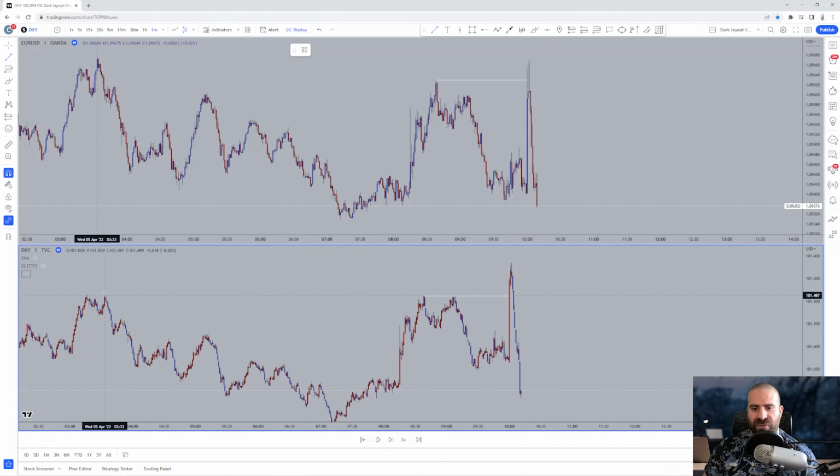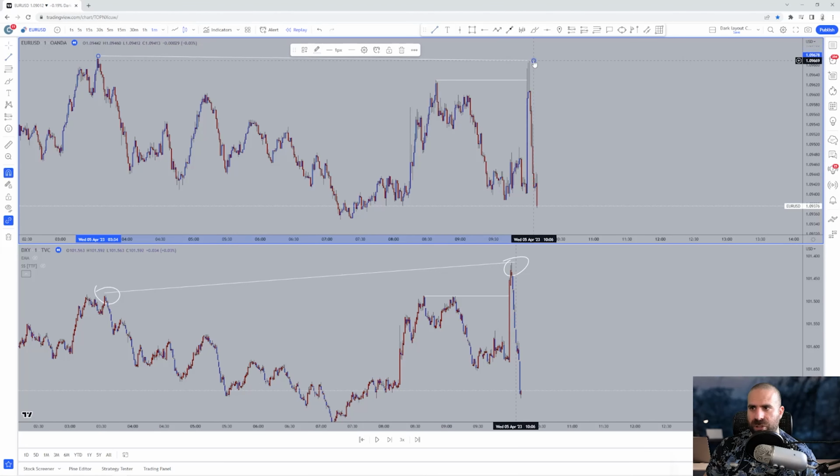Here is the 5th of April again, 3:33 AM, and we have a higher high on the dollar index, but at the same time on the exact same spot, we have a lower high on Euro US dollar.